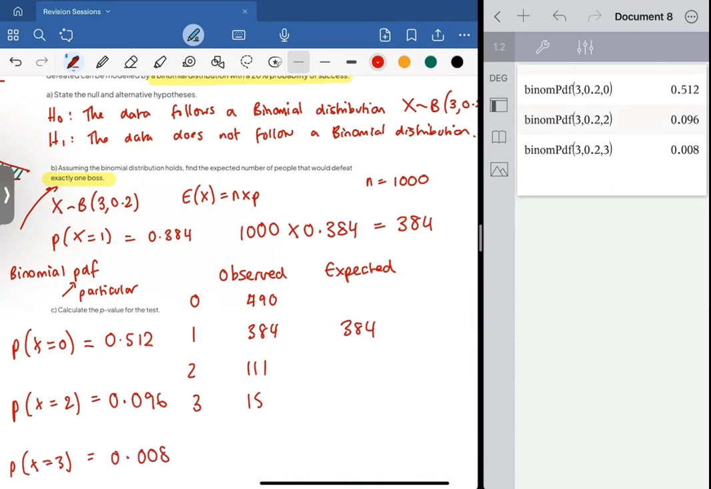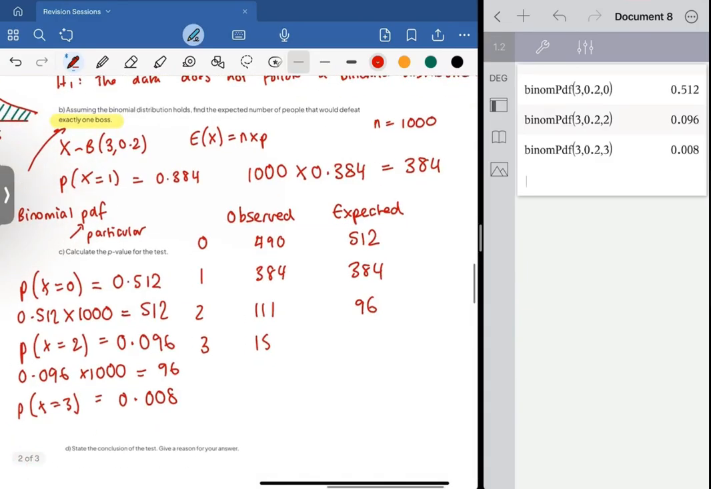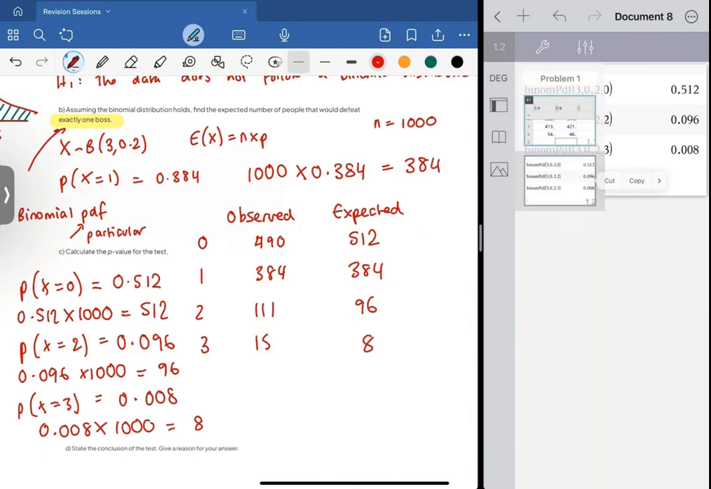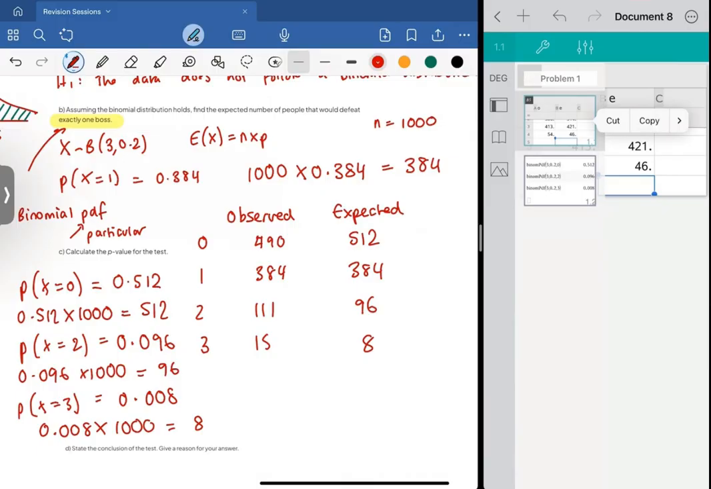Okay, so to find the expected values, I'm going to need to multiply all of these by 1,000. So 0.512 times 1,000 is 512. That's my expected value. 0.096 times 1,000 is going to be 96. And that last one, 0.008 times 1,000 is going to be 8. And then I've got my table as I did before for this data here. Now I've got my observed and expected values for this problem.